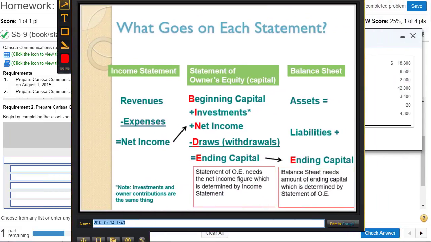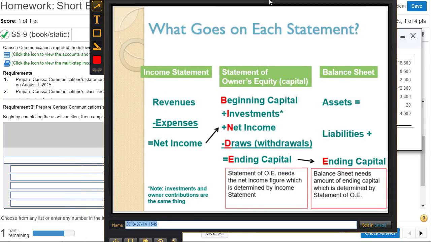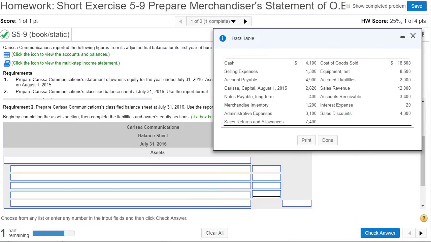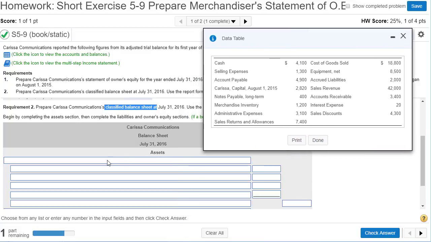The balance sheet, of course, is based on the accounting equation, assets equals liabilities plus ending capital. So we're going to start with the asset section. And remember now, we're doing a classified balance sheet per the instructions. Use the report format. The report format just means assets are going to be on top, followed by liabilities and equity on the bottom, as opposed to being side by side.